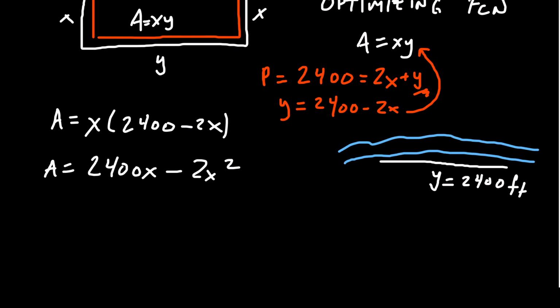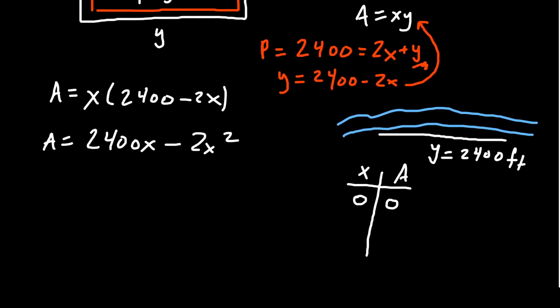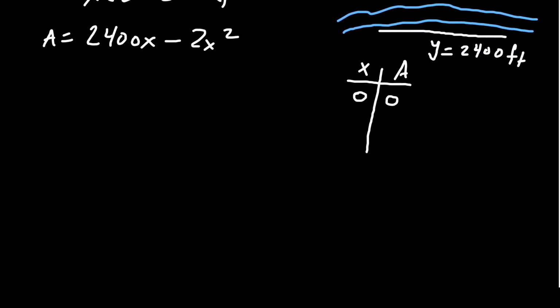Try to build a t-chart, where we have x and A right here. If you set x to be 0, your area is going to be 0 as well. That's going to be ridiculous. Clearly, that's not going to be the maximum area, but it is part of the domain, so it is worth considering. Sometimes the maximum is at the boundary.